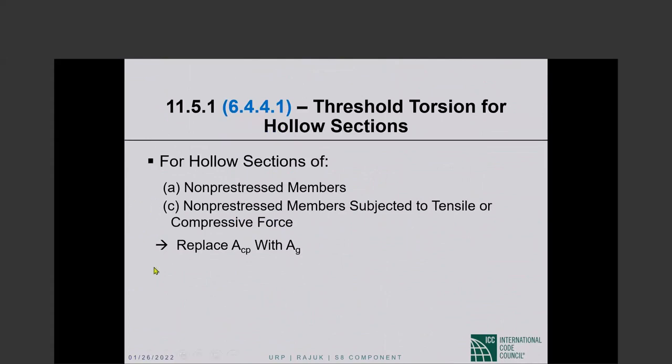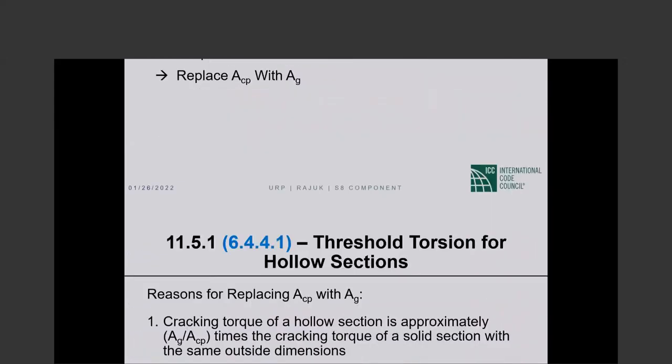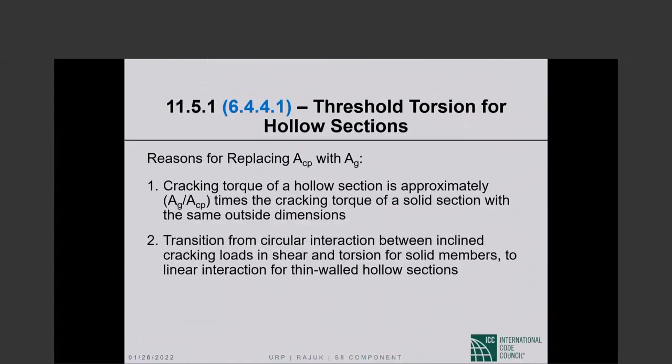This is coming back to that. So for hollow sections of non-pre-stressed members and non-pre-stressed members subject to tensile or compressive force, replace A sub cp with gross cross-sectional area. Okay. Remember, the difference is A sub cp includes the hole, A sub g does not include the hole. So replace A sub cp with A sub g. The reason for replacing A sub cp with A sub g, I will give you the first reason. The second one is too complicated. You have to read the ACI commentary to understand it.